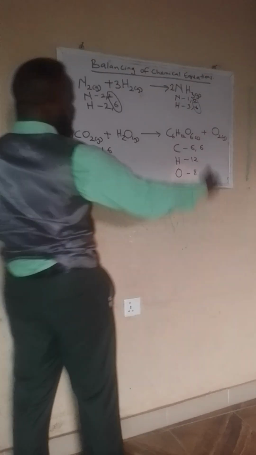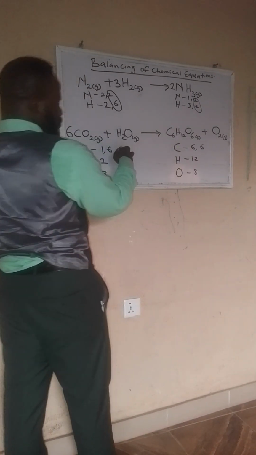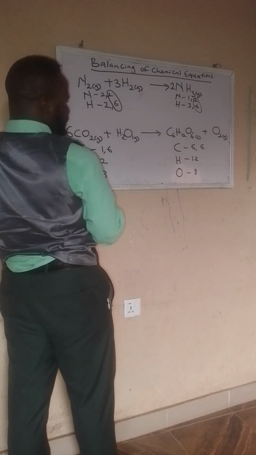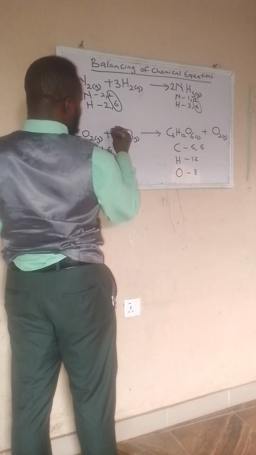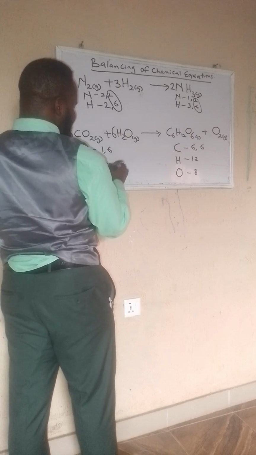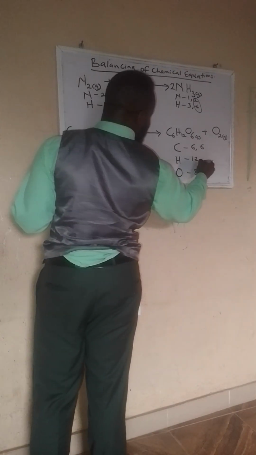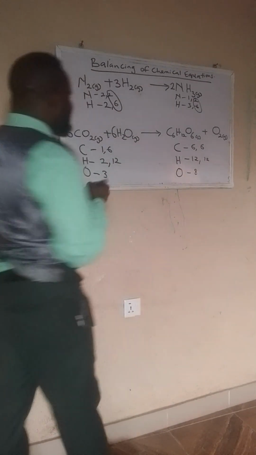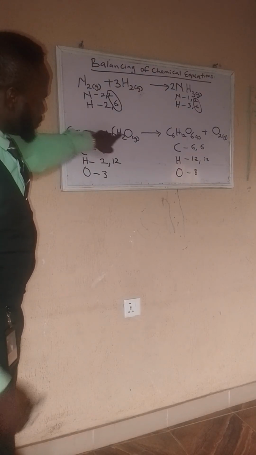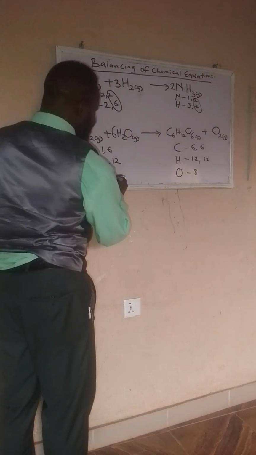So hydrogen is 12 here and 2 here. 12 is a multiple of 2. 12 divided by 2 gives me what? 6. It means 6 times 2 gives me 12. So I will put 6 here. So hydrogen is now 12. Now it has increased oxygen to how many here? 6 times 2, that's 12. 12 plus 6, oxygen is now 18.